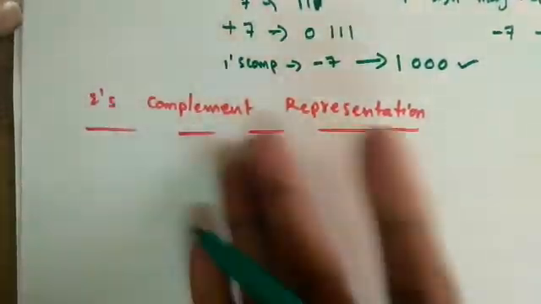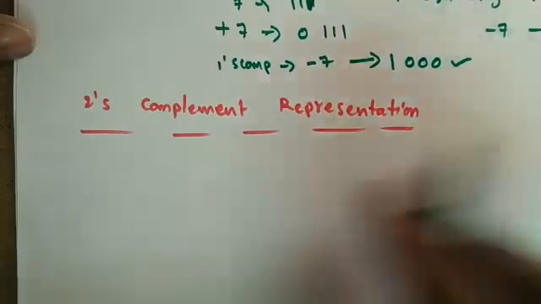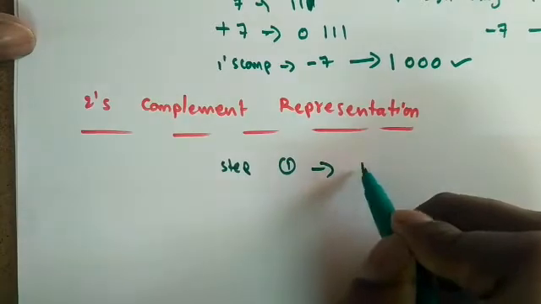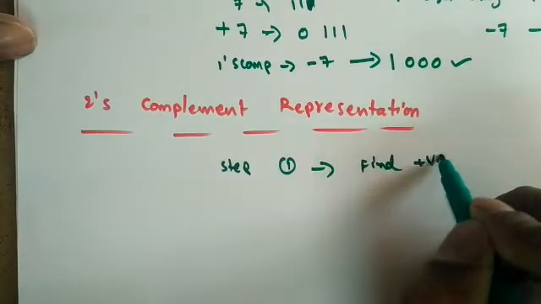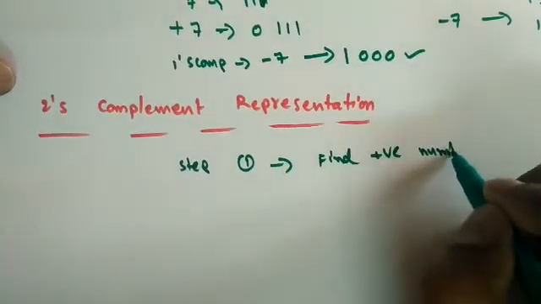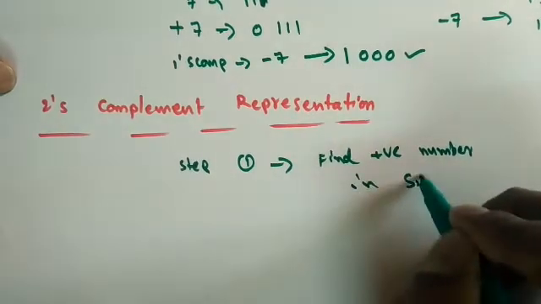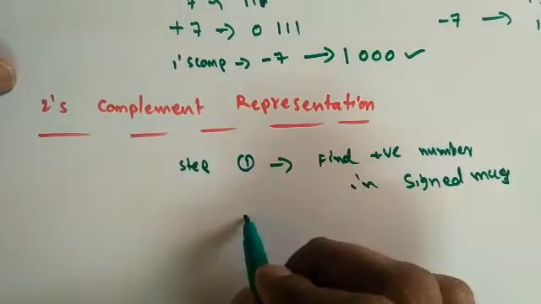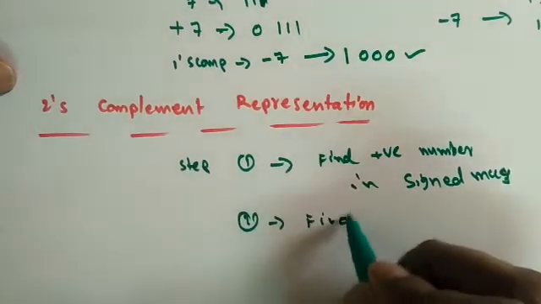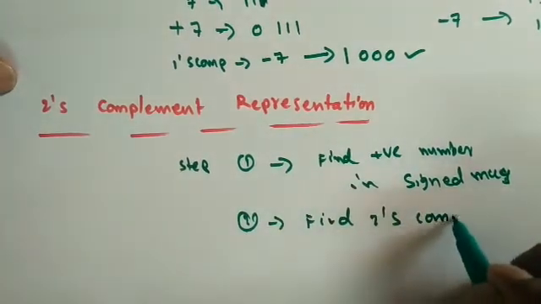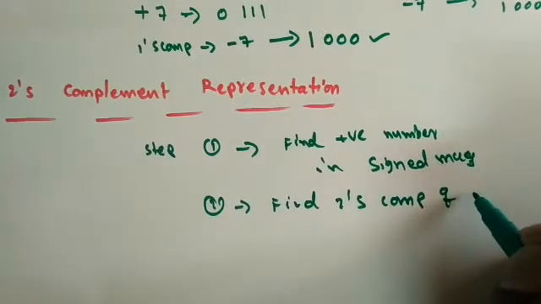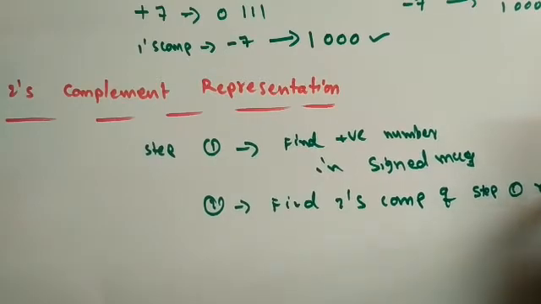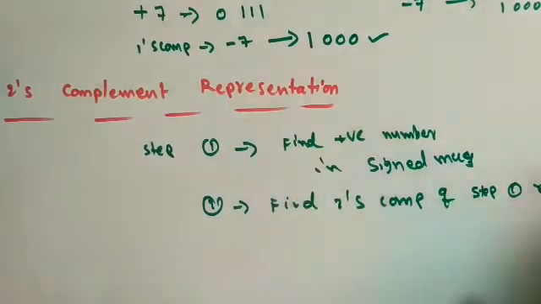Now you can easily tell what the two's complement representation is. What is the first step? Step 1, find the positive number in signed magnitude form. The second step is to find the two's complement of the step 1 result. That will represent a negative number in this form.